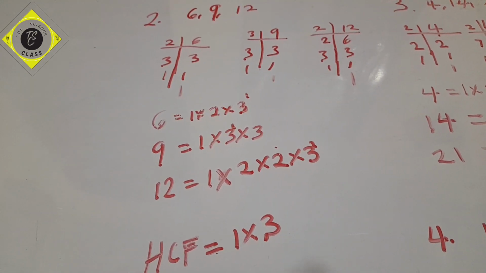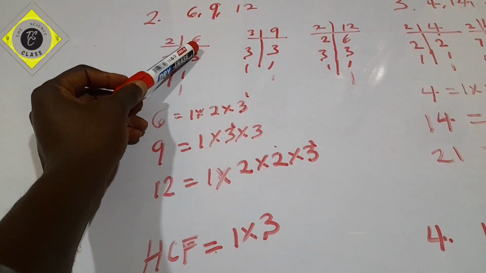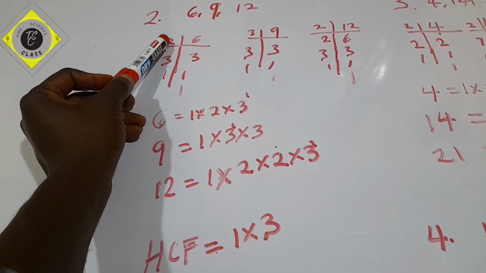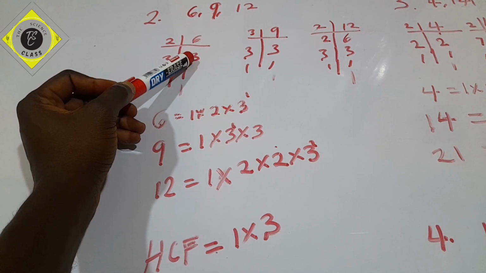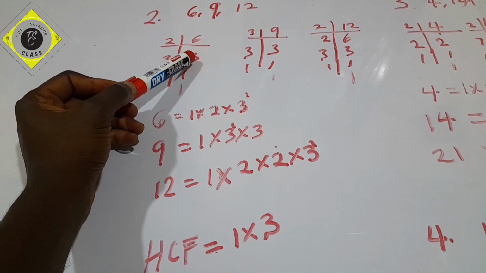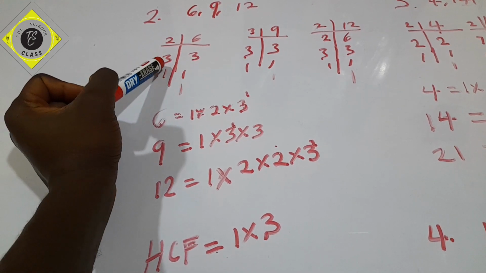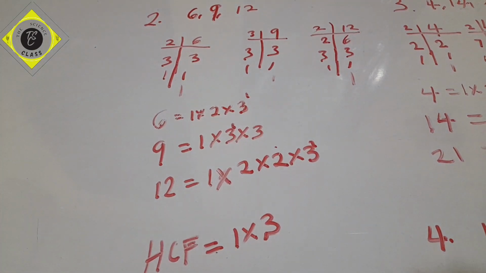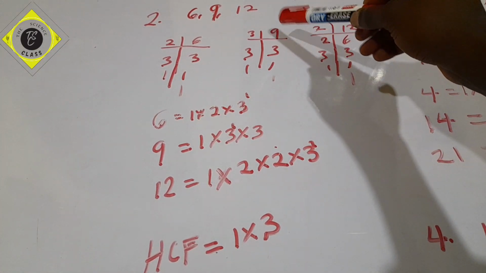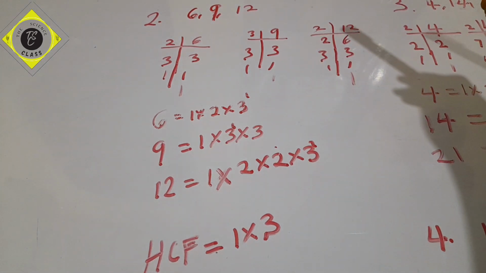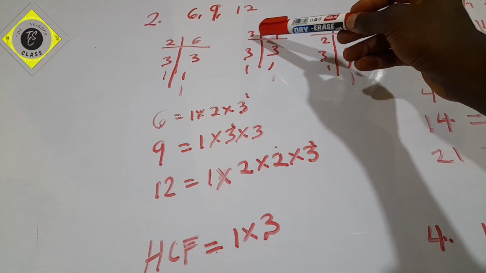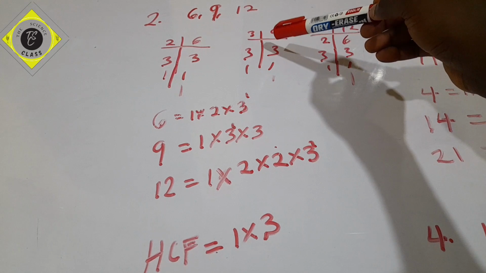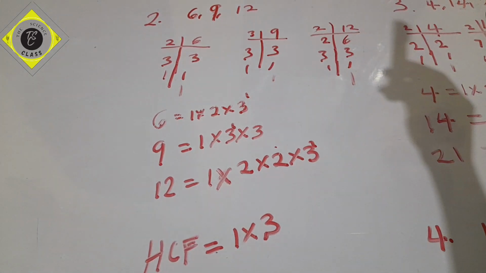In this next example, we have 6, 9, and 12. So this 6 now, 6 divided by 2 gives us 3. Then 3 cannot divide by 2. We move to the next prime number, which is 3. And 3 divided by 3 gives us 1. 1 divided by 1 gives us 1. Then the next number is 9. 9 divided by 2 is not going to give us a whole number. So go to the next prime number, which is 3. 9 divided by 3 gives us 3. 3 divided by 3 gives us 1. Now, we are done with that.